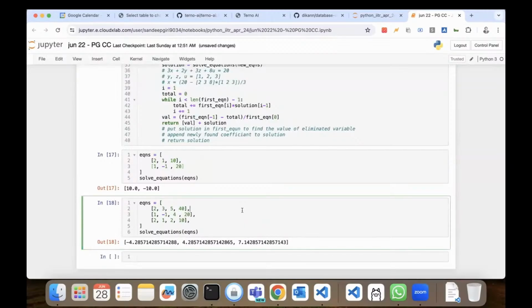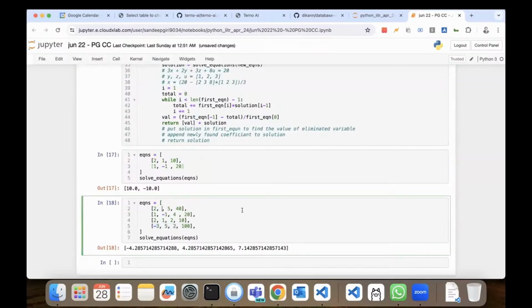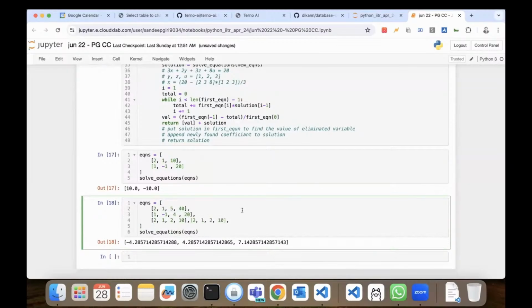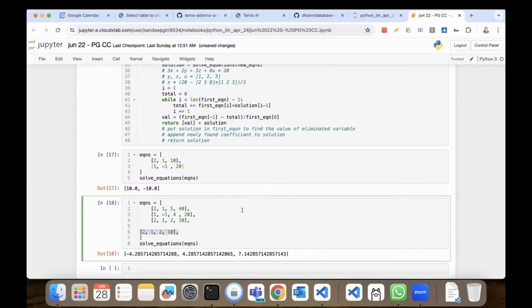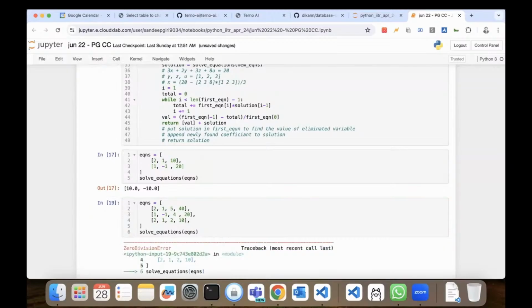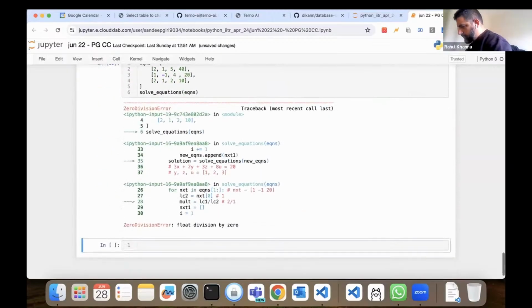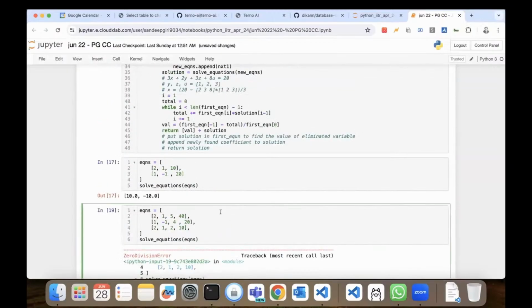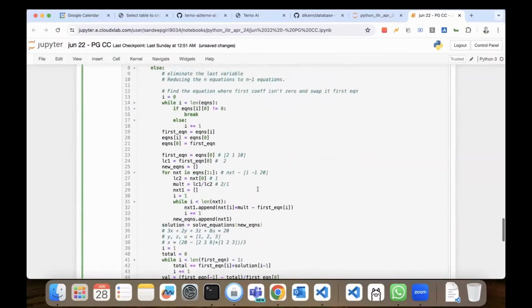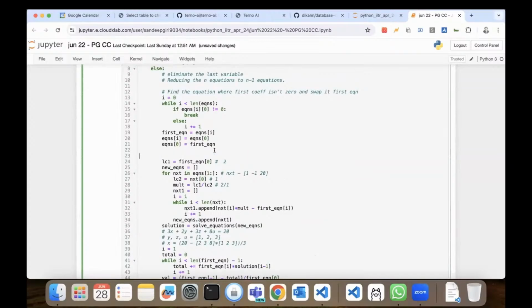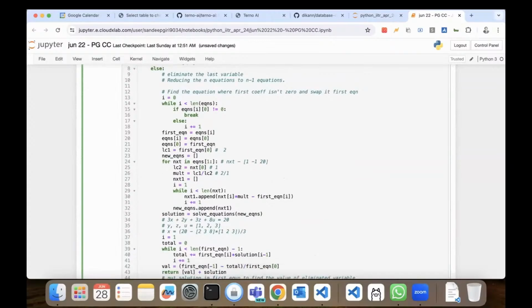So now even if I go back to where it was throwing error, it'll work fine. All right, why did it not work fine? I think we can also calculate LCM instead of dividing.